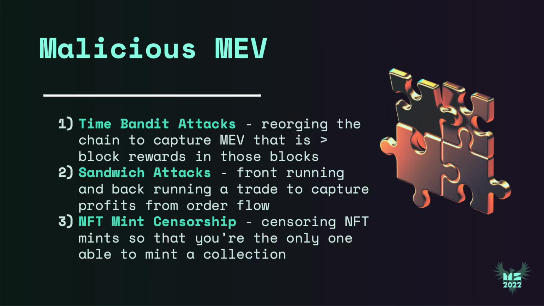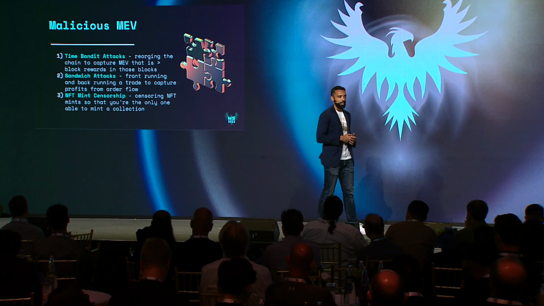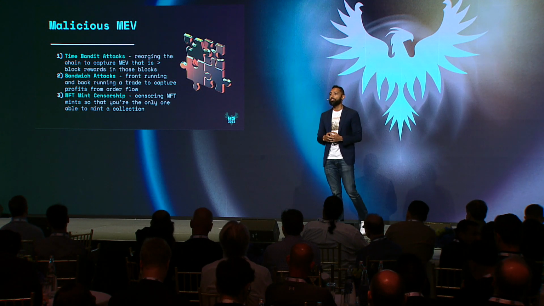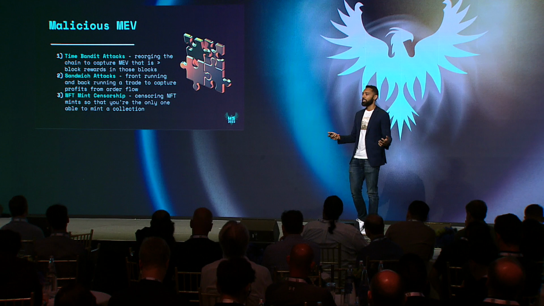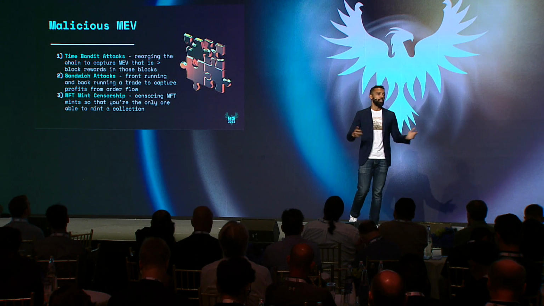There's also what we like to call malicious MEV. Now this is the bad stuff. This is stuff we don't want to see, but is theoretically possible on these chains. That includes things like time-banded attacks or 51% attacks, where you reorg the blockchain after a block has been confirmed to try and capture more trading profits for yourself. This includes things like front-running or sandwich attacks, and it includes things like censoring other people from NFT mints, which we've seen, where people will actually go and buy up the entire mint because they were in control of that block, and they won't let anyone else in.